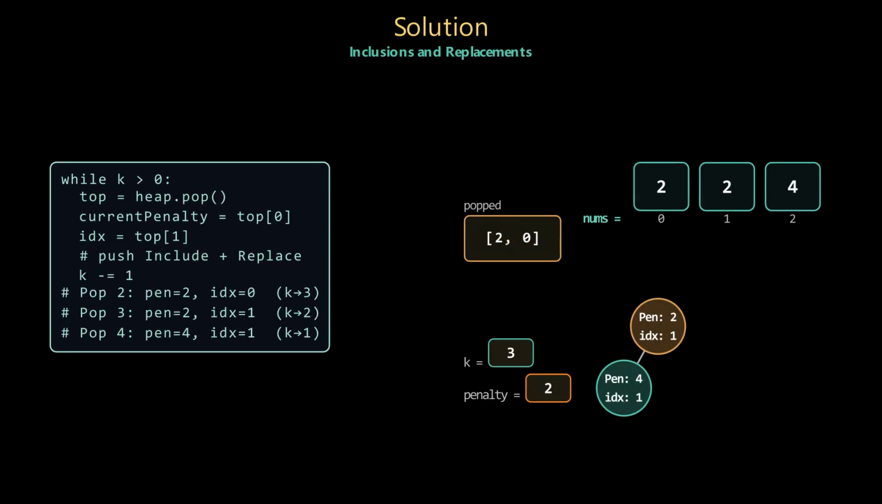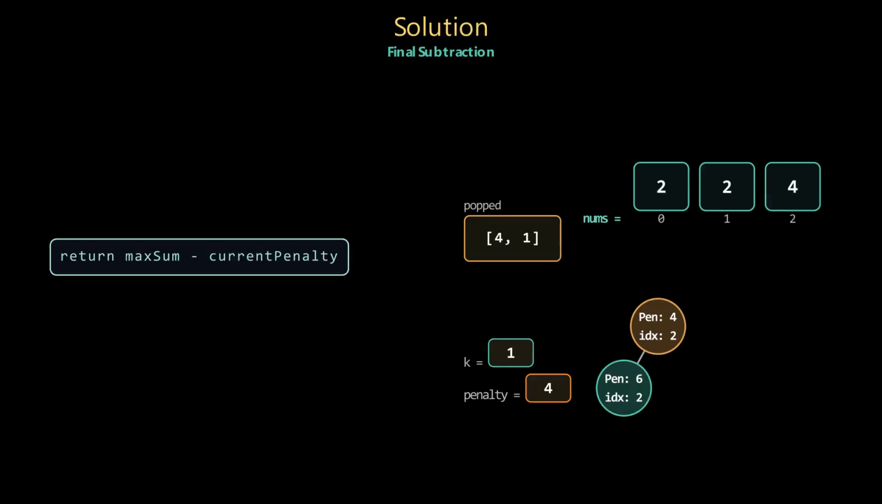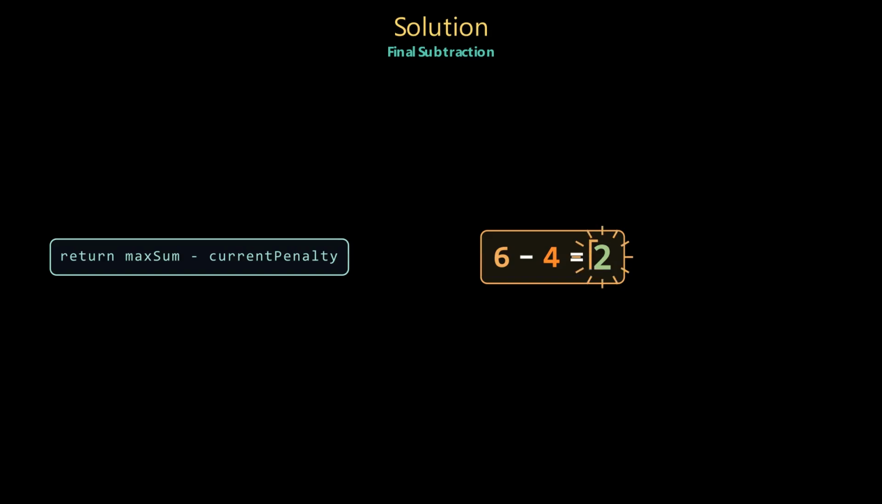The loop powers forward. In each cycle, we pull the smallest penalty from the top of our tree, update our current penalty tracker, and push its unique include and replace child states back into the heap. The tree constantly auto-balances, keeping the next smallest penalty perfectly staged at the root. On our fifth and final iteration, the loop counter drops to 0 and the cycle terminates. The current penalty variable is holding a value of 4, which is the exact fifth smallest penalty possible. We subtract this from our absolute maximum sum of 6, delivering our final correct answer of 2.